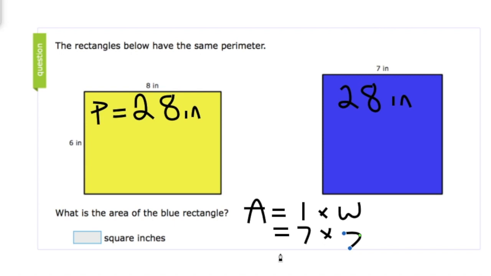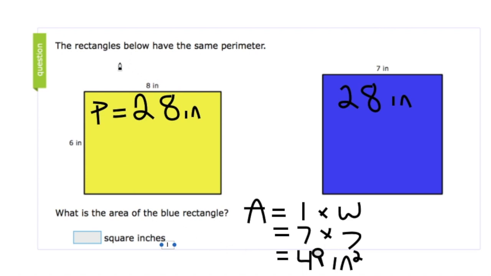Remember, you're always welcome to use your multiplication chart to help you out here. 7 times 7, as we know it, is 49. So our area for the blue shape is 49 inches squared. And we know that when we do our area that we want to make sure we are squaring it properly. So over here I have my little 2 I'm going to add.